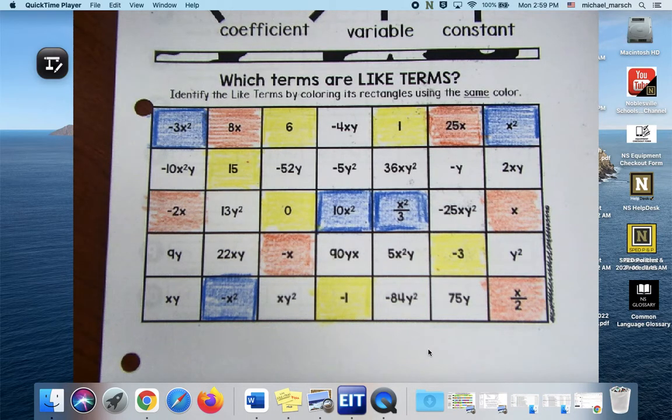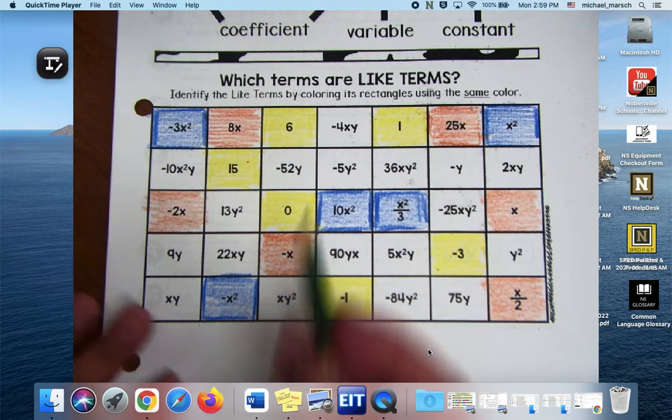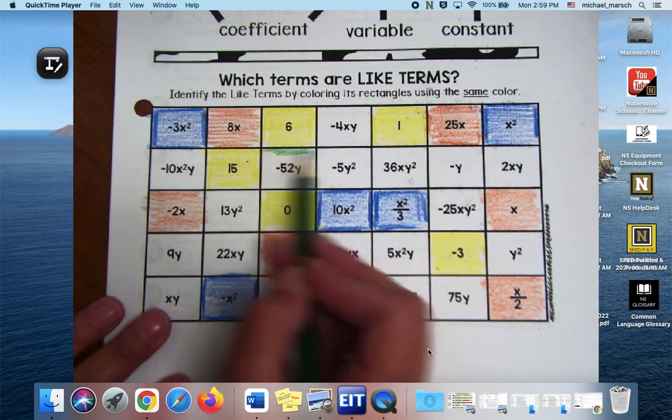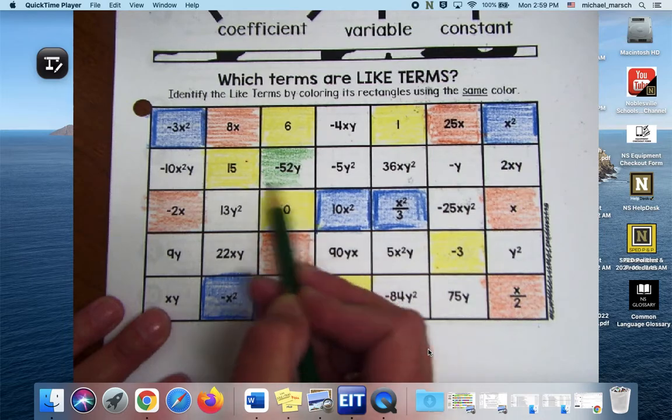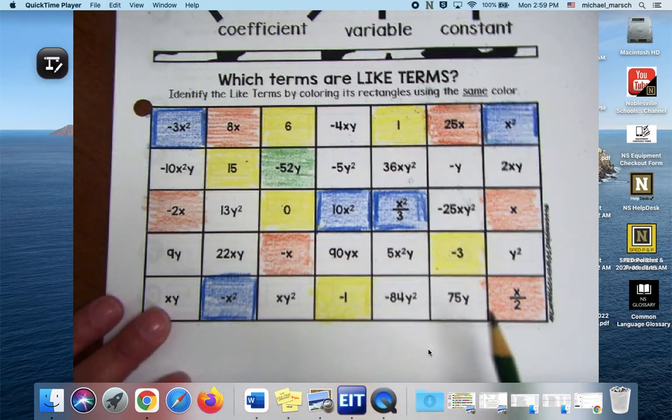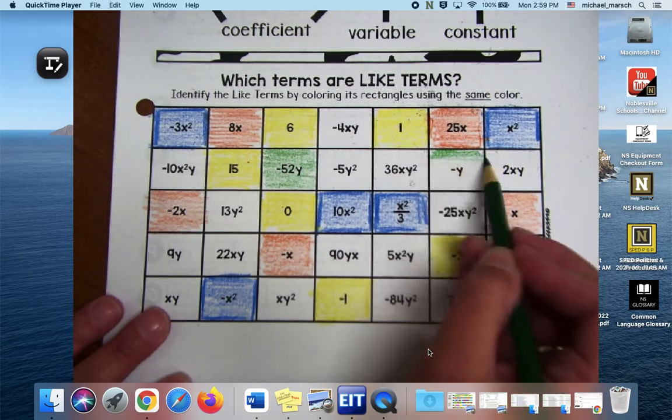Now we're going to look for anything that has a y. So we're going to use dark green for any term that has just a single y. So like negative y? A negative y works. Negative 52y works. What about negative y to the second?